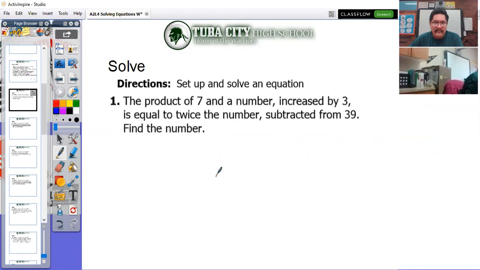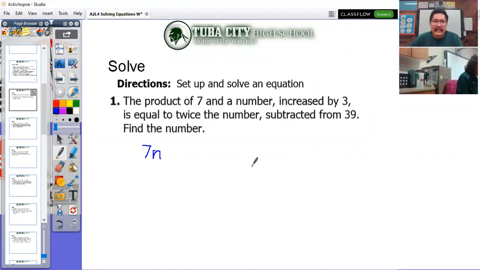So let's go ahead and just again set it up. You're going to have to solve the rest of this one on your own. So the product of 7 and a number. So product again means multiply. So 7 times a number. So I'm going to put 7 in.